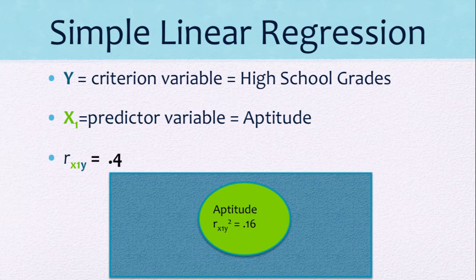In this figure, the total variance in high school grades is represented by the blue rectangle. The aptitude will be represented as the green circle within the rectangle. So let's say the relationship between aptitude and high school grades is 0.4. Thus, the percentage of variance in high school grades accounted for by aptitude is 16%. And we know that because that's simply r squared.